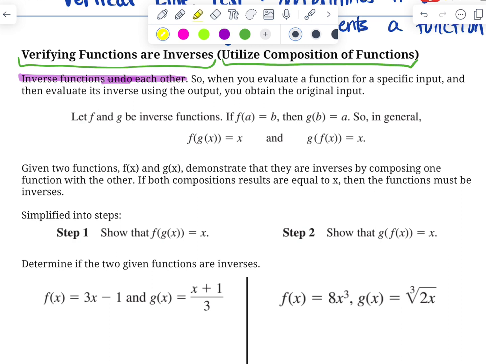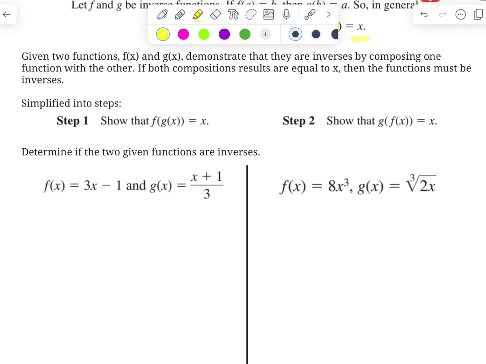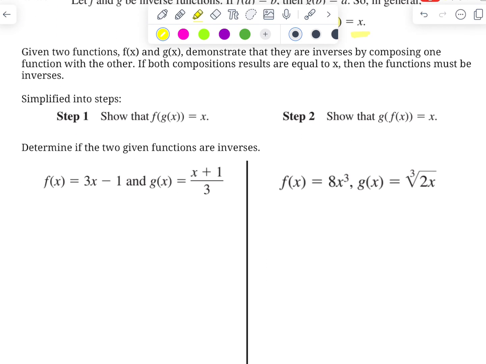But what you also should know is that when you evaluate a function for a specific input and then evaluate the inverse at the output, you should get the original value. Long story short, if you take f and put g in it, and those two things are inverses, you're going to get x. And that would be the same if you took g and then put f of x in it. You'd get x. So I'm going to show you what I mean because I think sometimes the showing is more helpful than anything else.